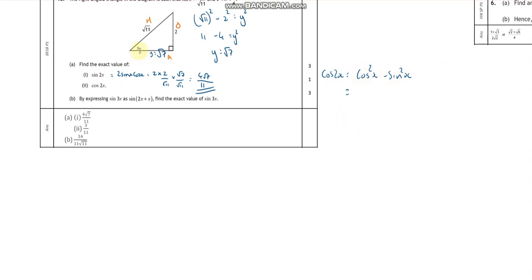So cos of x, we said that was root 7 over root 11. And that's all squared, which means times the top by root 7 and times the bottom by root 11. So I could write that effectively as root times root. So it's going to give me 7 over 11.